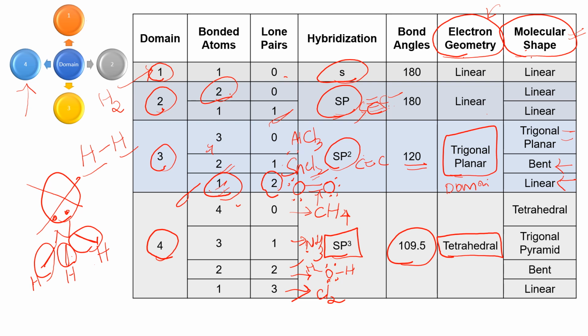The molecular shape for 4 bonds is still going to be tetrahedral. 3 bonds and 1 lone pair will be a trigonal pyramid. 2 bonds and 2 lone pairs will be a bent shape, and 1 bond and 3 lone pairs is going to be a linear shape. So the best way is to look at more examples. We can just try some examples as well.